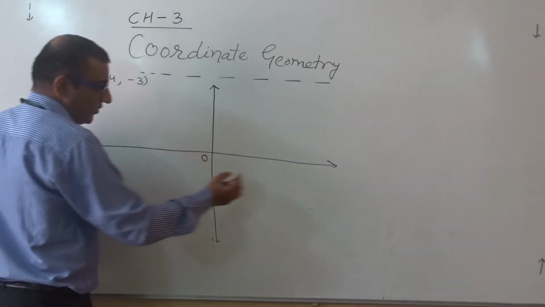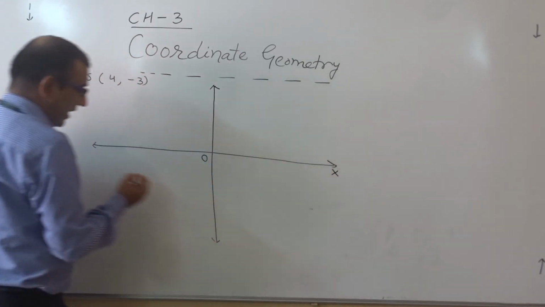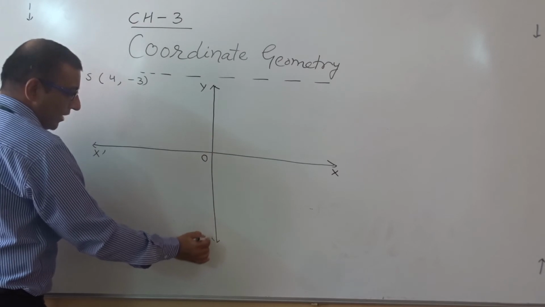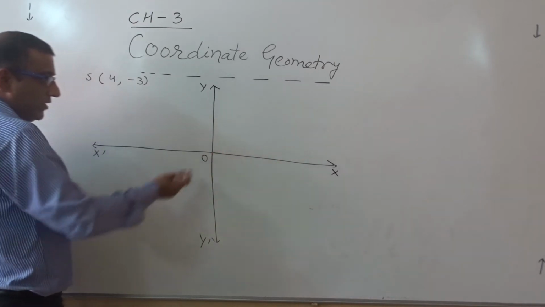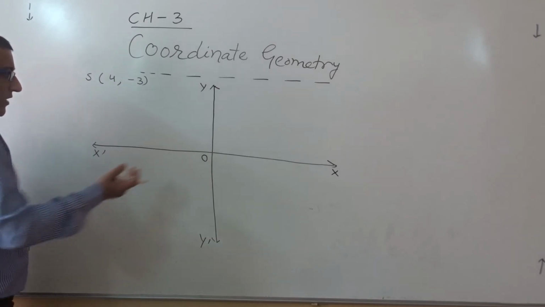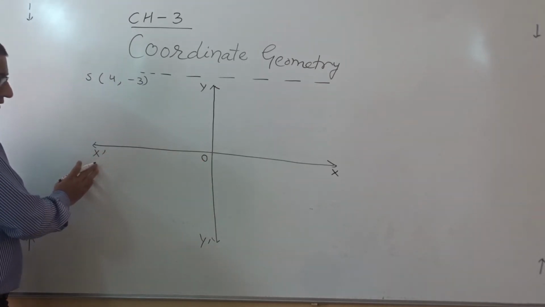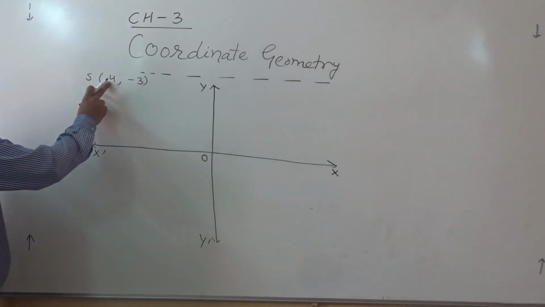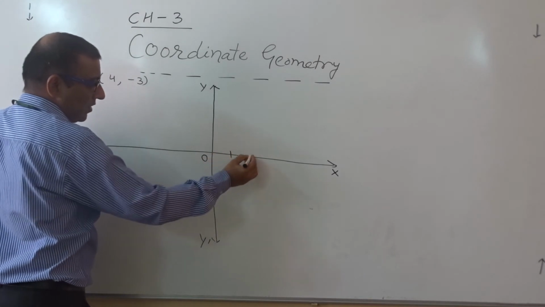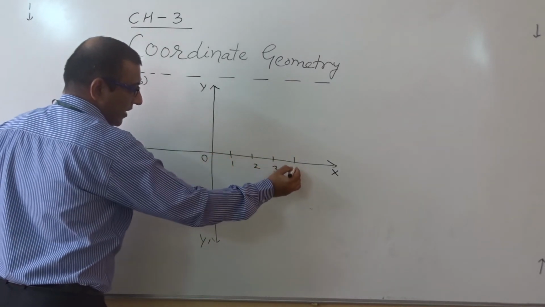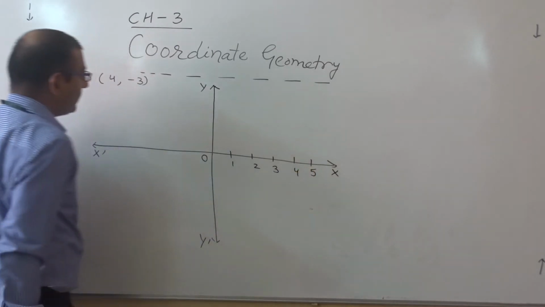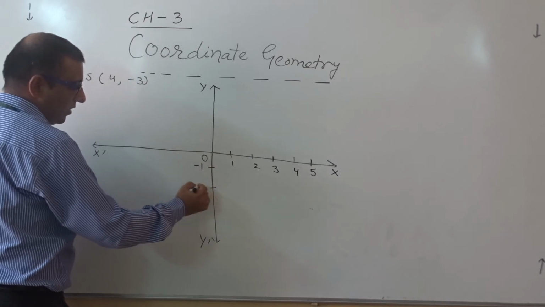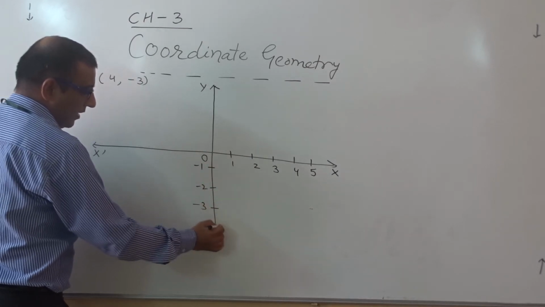First we will mark here O, which is the intersection point. Then we will write X' , X, Y, O, Y'. As you know very well, OX is the positive x-axis, OY is the positive y-axis, OX' is the negative x-axis, and OY' is the negative y-axis. So the x coordinate is positive, it means we will first write here 1, 2 up to 5 points, and here -3 is related with y, so definitely it will lie here: -1, -2, -3 and -4.